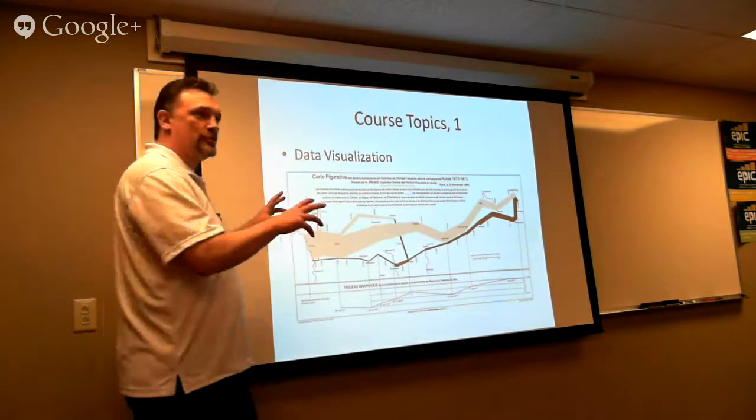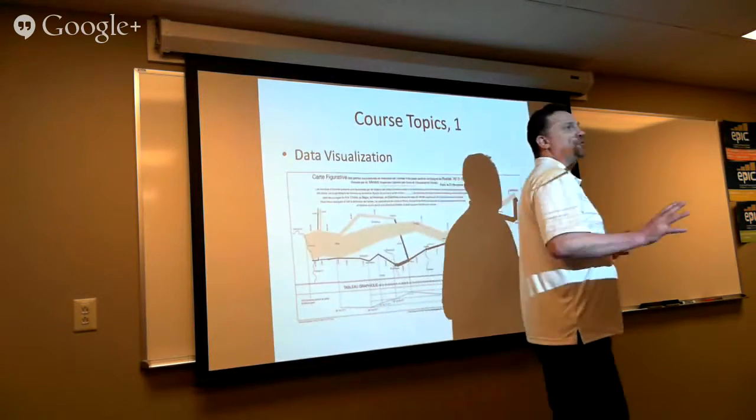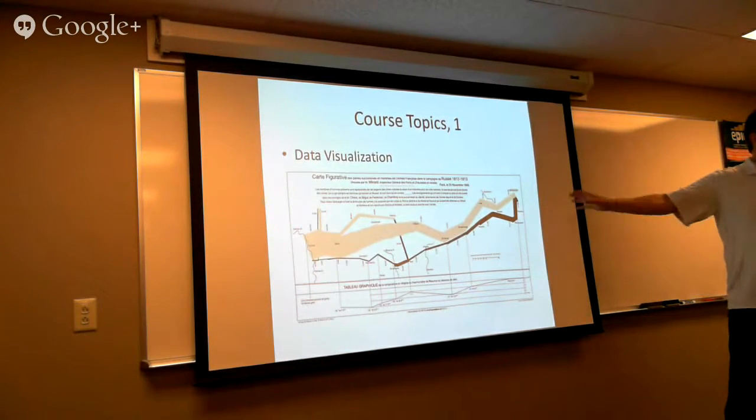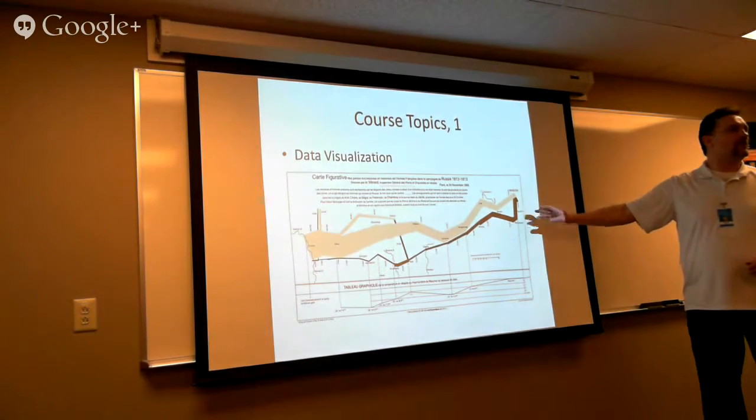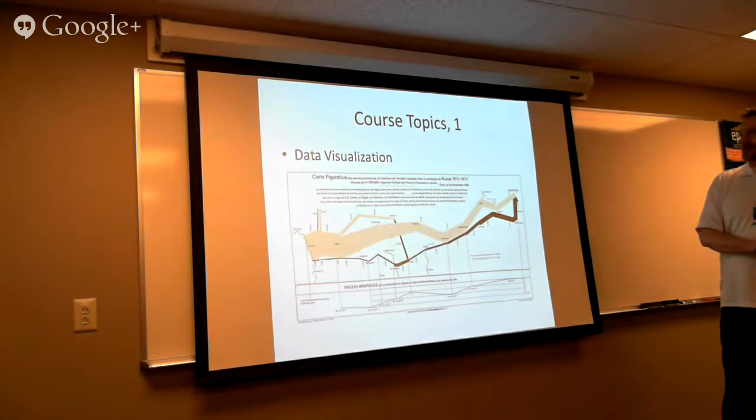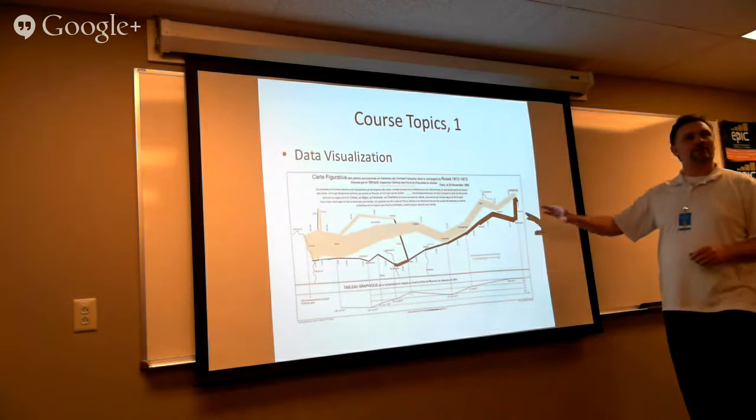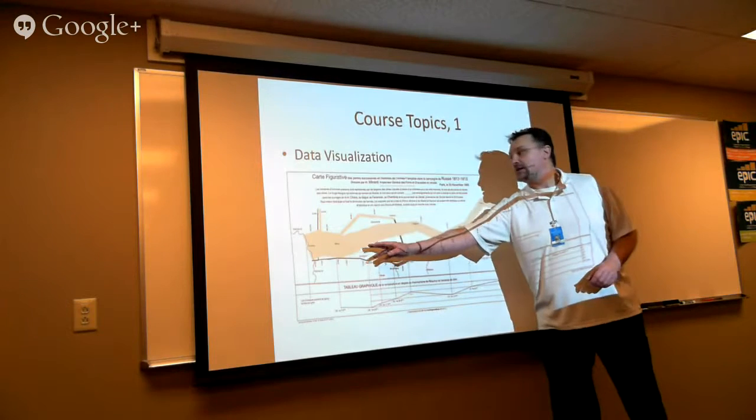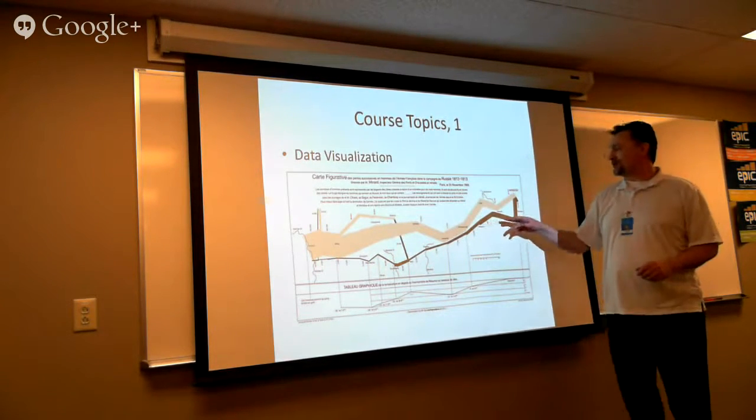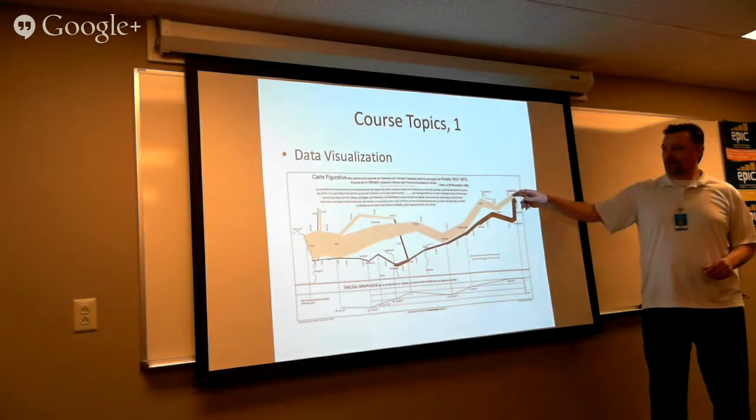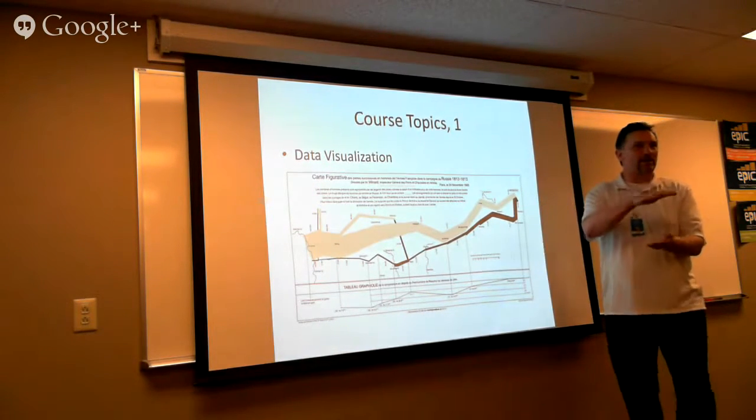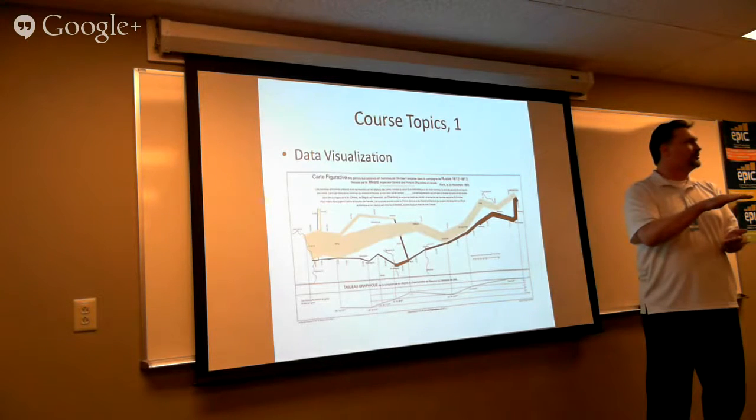Back to the first topic, data visualization. This is actually a very, very famous data visualization. I don't know if you've ever seen it before, but it was done by hand. What it does is describe Napoleon's 1812 march to Moscow and then the retreat. And the breadth is how many soldiers.